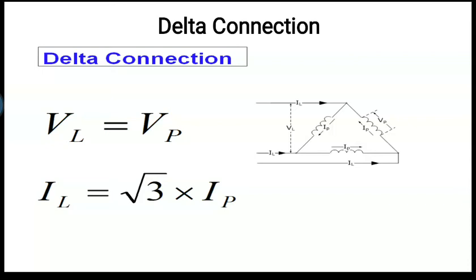So there is a difference between line current and phase current. Line current is equal to root 3 into IPH. So this is a delta connection, right?